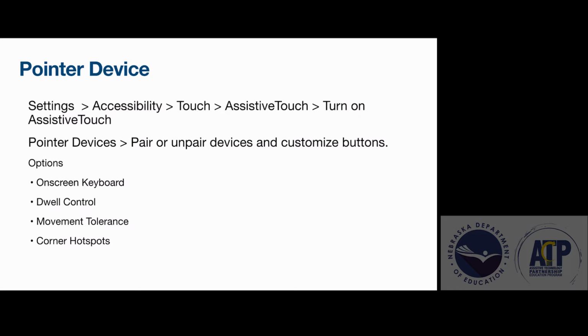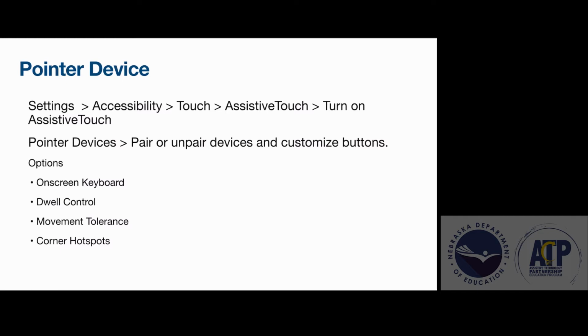So to find that, you go into Settings, Accessibility, Touch, Assistive Touch. You turn it on. Then you're going to go to Pointer Devices, and you're going to either pair or unpair devices, Bluetooth or USB. You can bring up an on-screen keyboard. You can use Dwell Control if a student or the person who you're setting up can't click or tap. There's movement tolerances, so if it moves too fast, you can change that. And then you can set hot spots in the corners to do specific actions.